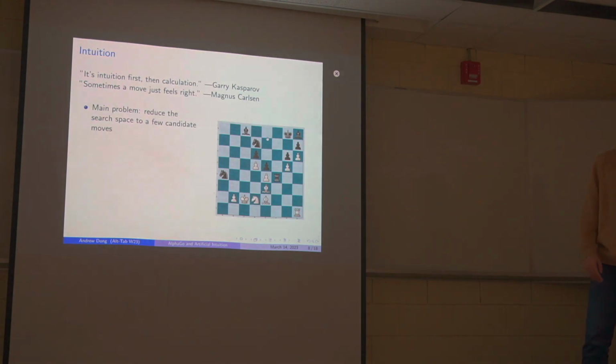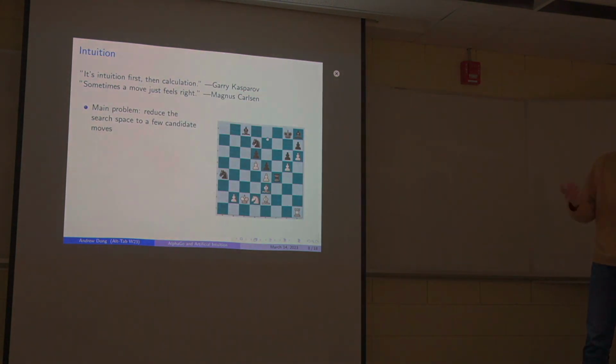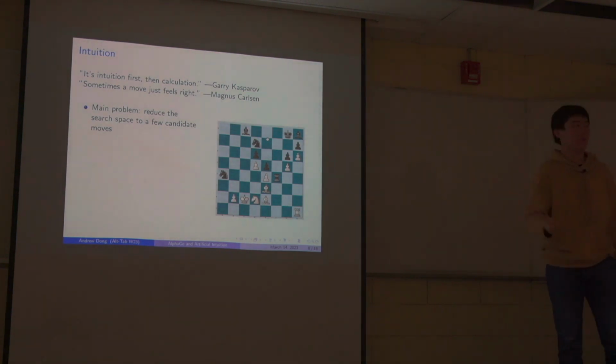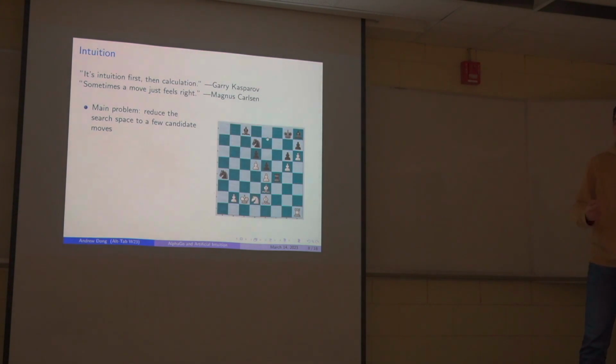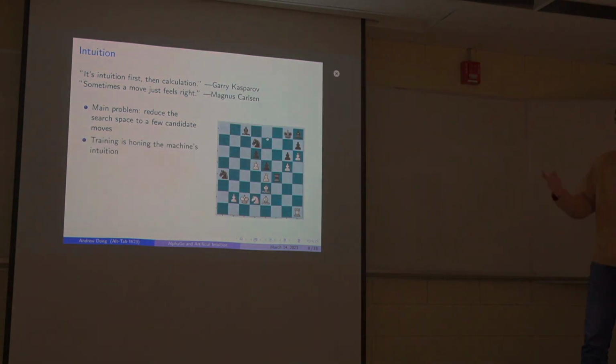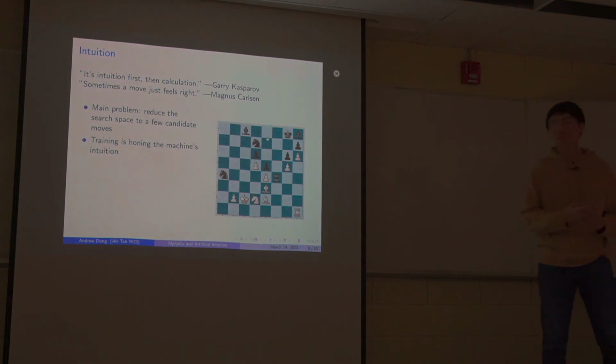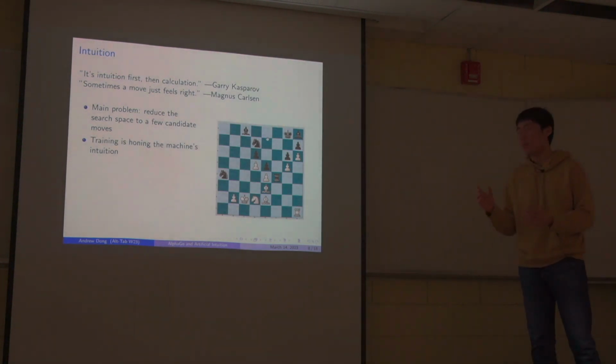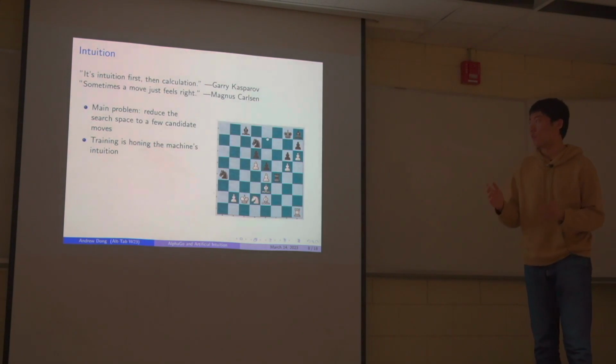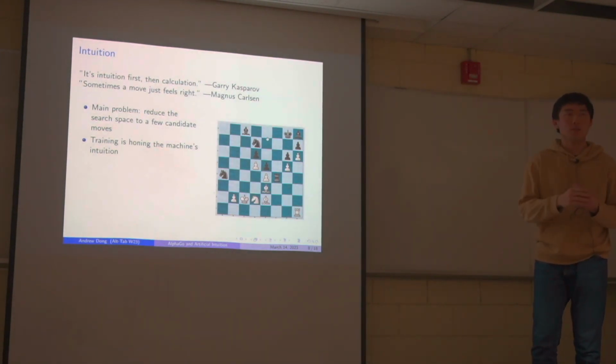So again, the main problem is we want to reduce the search space to a few candidate moves, because if we had infinite compute power, then we could just search everything by brute force. You can do that in like CS 135 or something. But the search space is too big. So what is training in this case? It's honing the machine's intuition to hopefully only consider moves that are likely to lead to good positions.